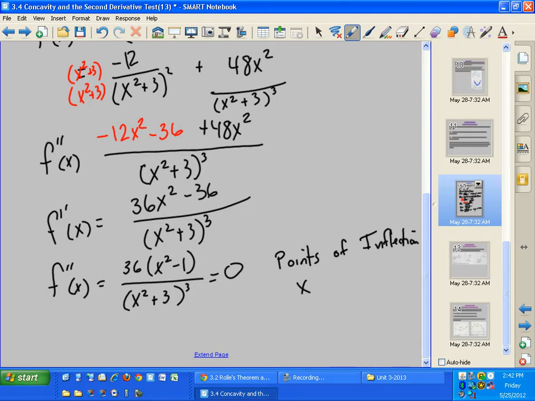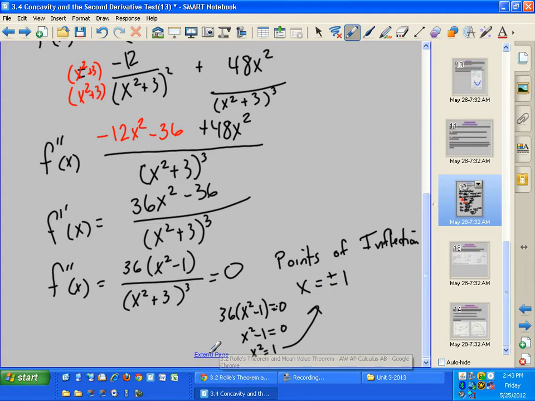And I get that by setting 36 times (x squared minus 1) equal to 0, which gets me x squared minus 1 equals 0, which means x squared is equal to 1, and then when I take the square root, I get plus or minus 1. Okay, so now I have these points that I am dealing with, positive 1 and negative 1, and so I have to set up some intervals to figure out what's going on.